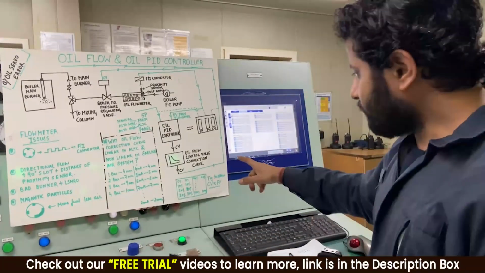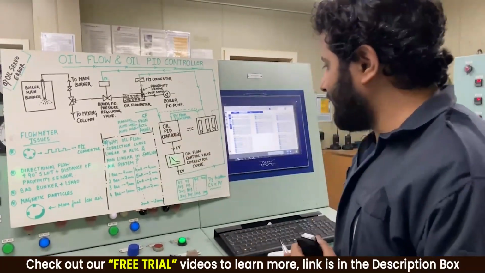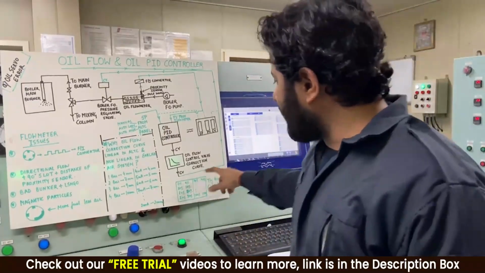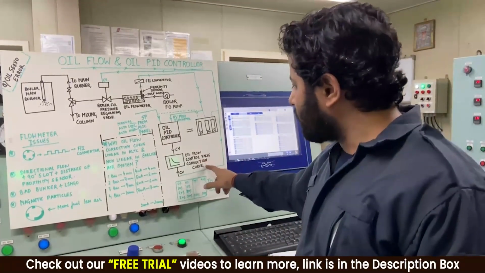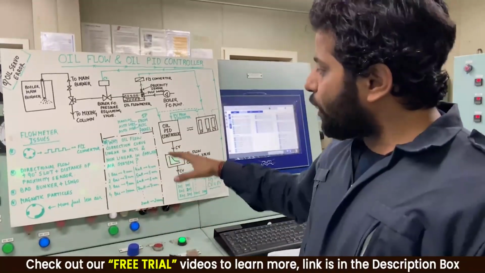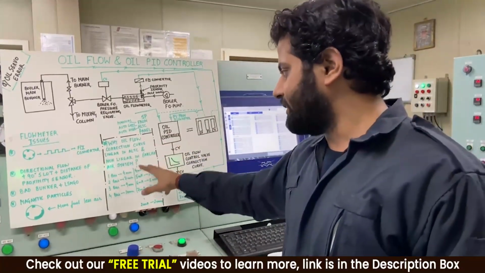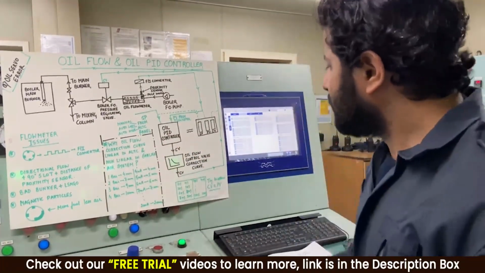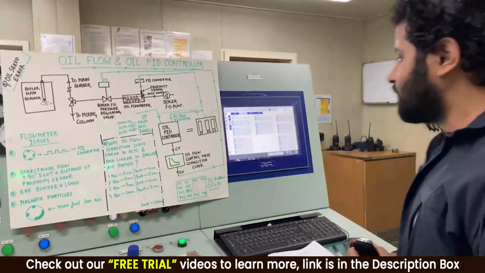Now coming back to the point. I talked about oil PID control, and I'm going to show you that. What is this oil flow control valve correction curve? I'll tell you that. But let's come to this: why is the oil flow correction curve linear in ALTC and non-linear in the earlier air system? First of all, let's talk about the oil flow correction curve.